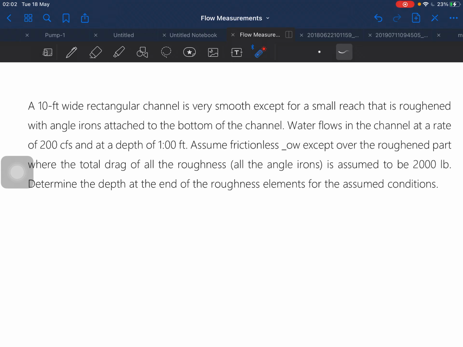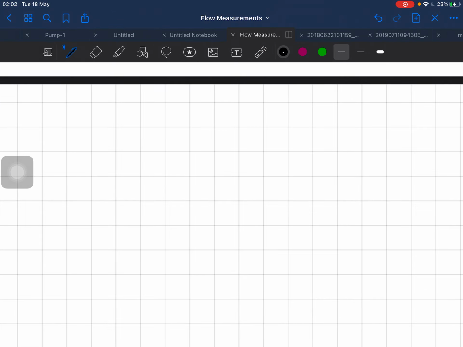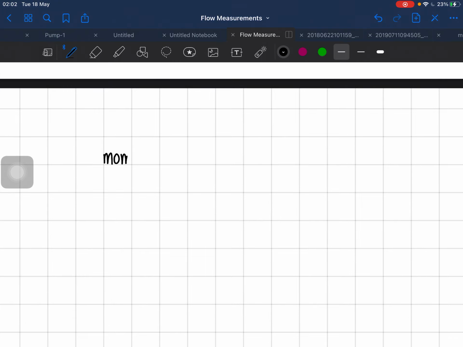We need to use the momentum equation in order to solve this. Of course the water has an upstream and a downstream. I'll use this paper to summarize it to solve this question. So now let's use the momentum equation.